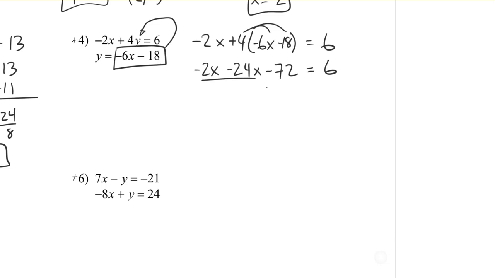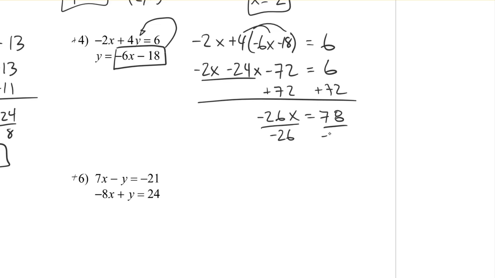We want to combine these, and we want to add 72 to both sides. So that makes negative 2x and negative 24x makes negative 26x, and 6 and 72 makes 78. And let's divide this by negative 26. And so x equals negative 3, because 78 divided by negative 26 is negative 3.